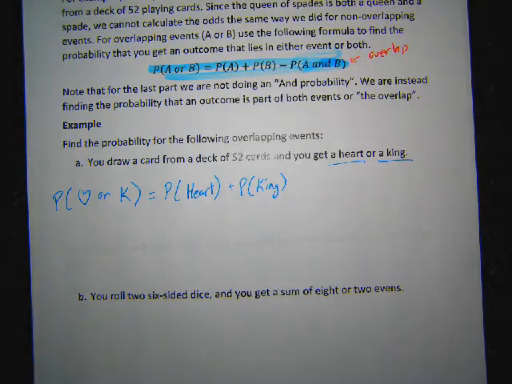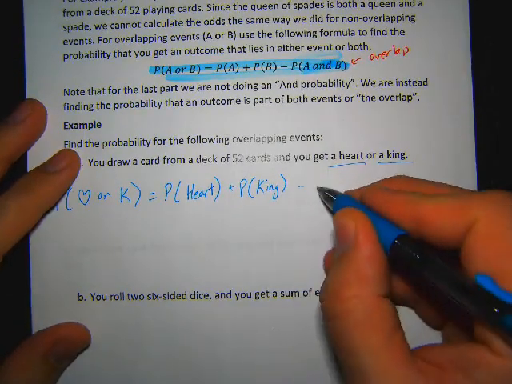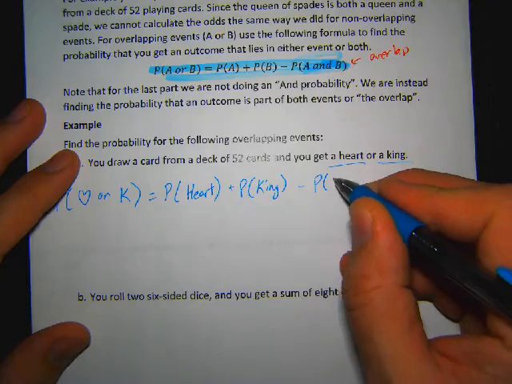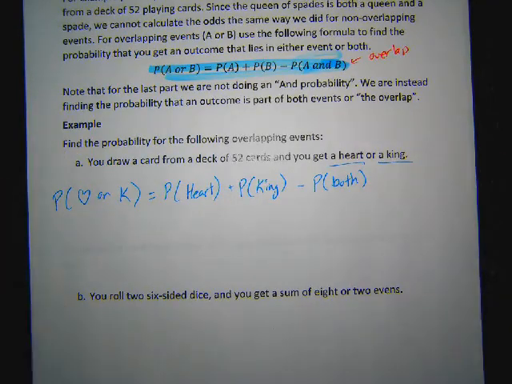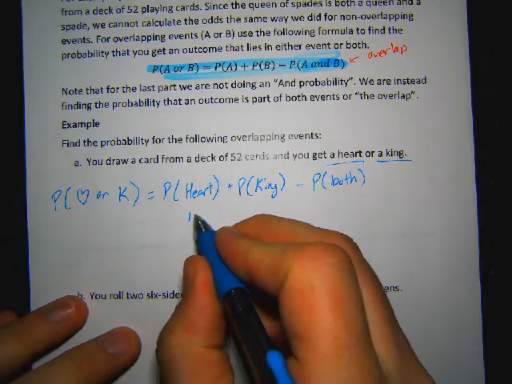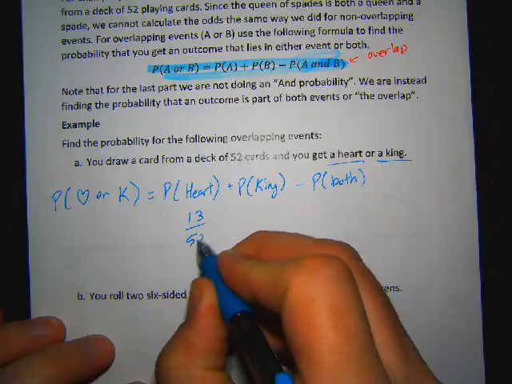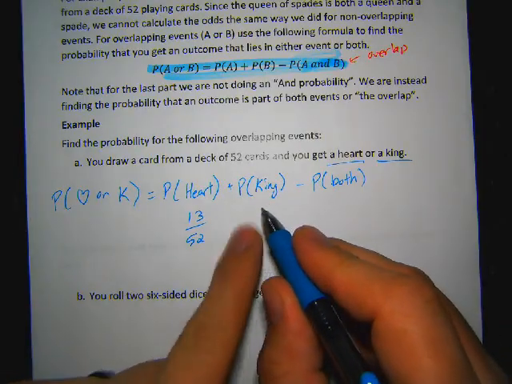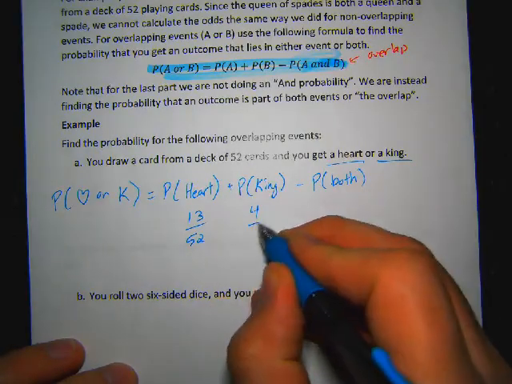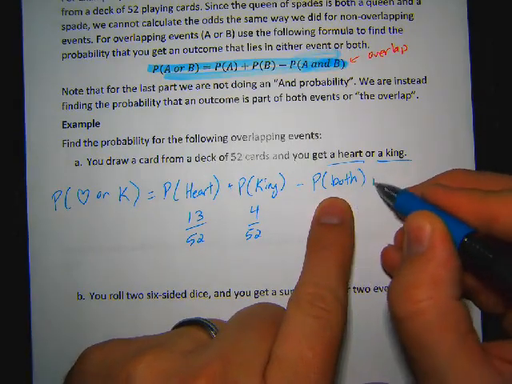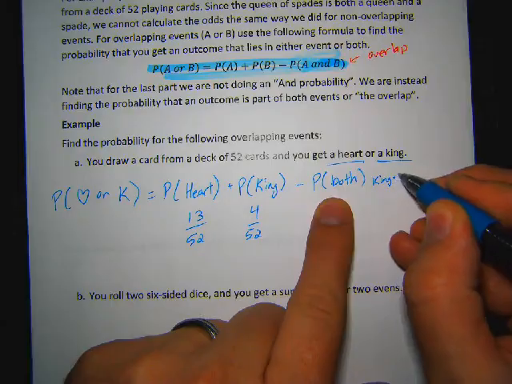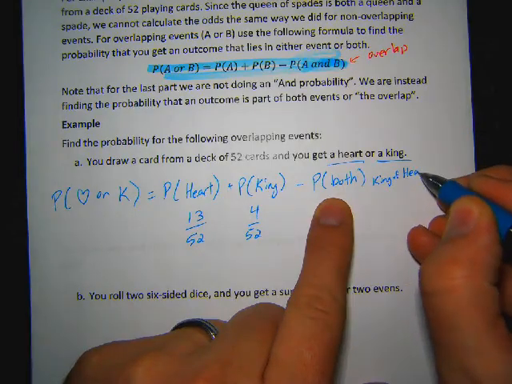There's the king of hearts. It is both a heart and a king. So we need to subtract the probability of getting both, something that is both a king and a heart. Okay, so there are 13 hearts out of a deck of 52 cards. There are 4 kings out of a deck of 52 cards. And there is only one that is both. This is the king of hearts. That's the only thing that works in both.